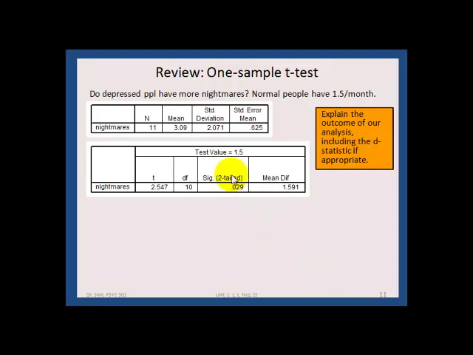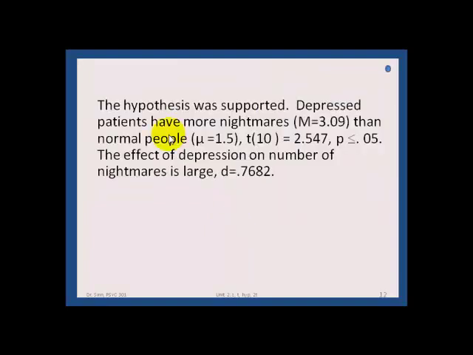If you look here, the significance value is below 0.05, so we know it's significant. And we need to calculate the d statistic. So this would look like the hypothesis was supported. Depressed patients have more nightmares than normal people. Mu is equal to 1.5, comma, and then t, 10 degrees of freedom, is equal to 2.547, comma, p is less than or equal to 0.05.